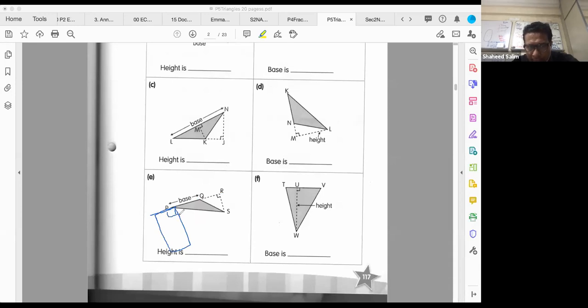This is the base, the height must be down here. This one is like the height. Can you see, the height and this are the same type of line because of 90 degrees. So RS is the height. Okay. The last one. This is the height now. Where is the base?